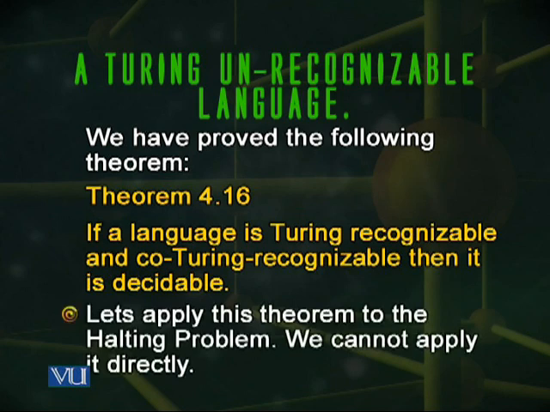What we want to do is to apply this theorem to the halting problem. However, we will not be able to apply this theorem directly. What we have to do is gather all the information that we know about the halting problem. What do we know about the halting problem? One is that it is Turing recognizable. Two is that the halting problem is not decidable. We can take all this information and apply this theorem to conclude more about the halting problem.